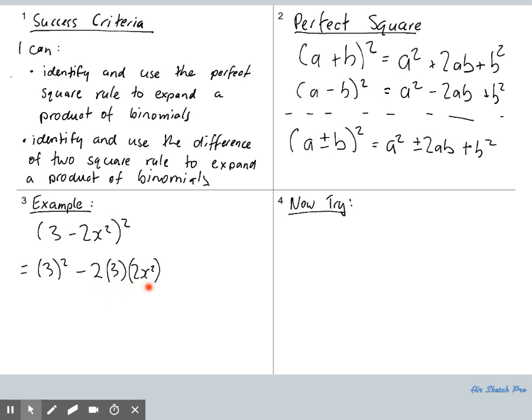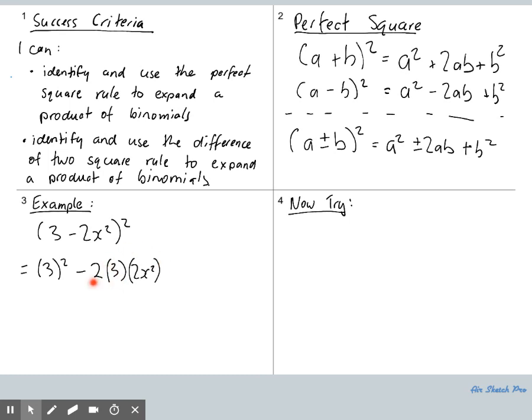But then wouldn't there be a times between the 3 and the 2 in the format that you've done? Between the 2 and the... So these three things are multiplied together. The 2 times 3 times 2x squared. And the subtraction is the subtraction of this entire term. Does that kind of make sense?